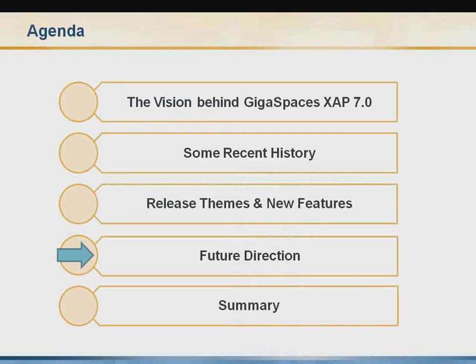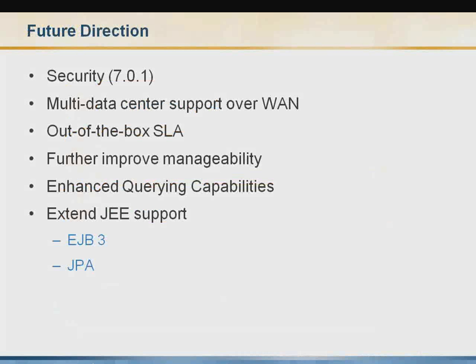Okay, which brings us to the last part of the presentation. We want to talk a bit about the future direction of where we want to take the product. The first thing you're going to see in 7.01 is a major overhaul of the security implementation, both in terms of transport layer security, authorization, authentication, support for external user registries, and a unified security model across all components. This will be available in 7.01 in about 2 months from now.